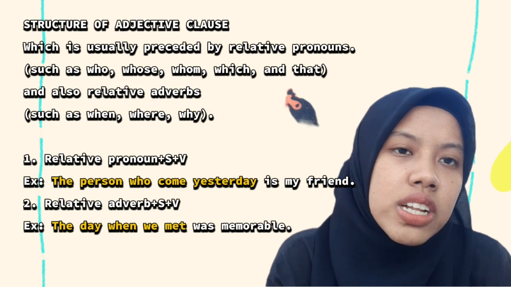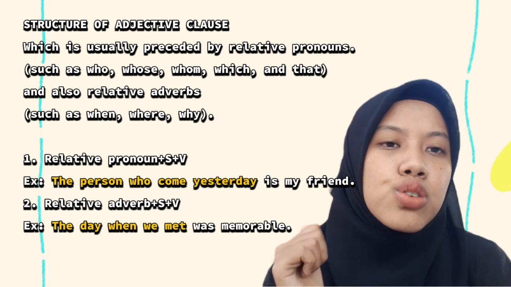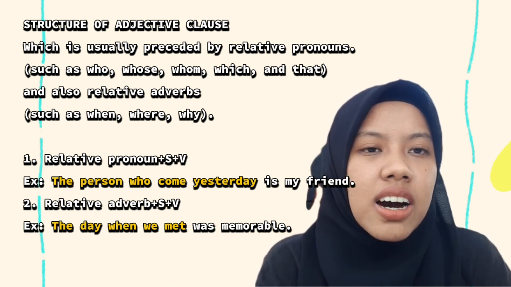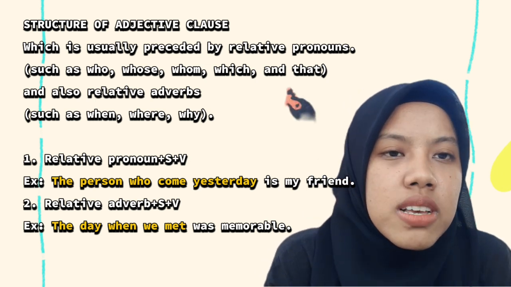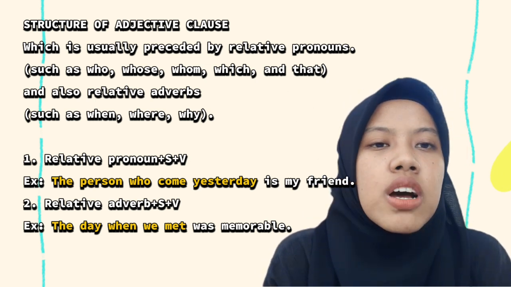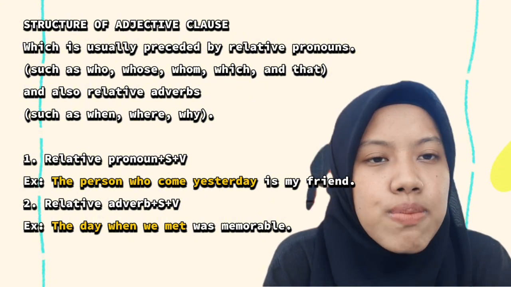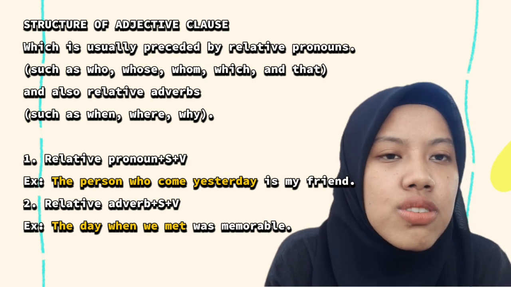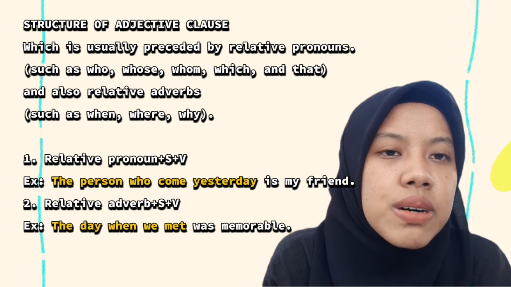Next is the structure of adjective clause, which is usually preceded by relative pronouns such as who, whom, whose, which, and that. And the structure is relative pronoun plus subject plus verb. And the example is: the person who came yesterday is my friend. Who refers to the noun the person. It introduces the adjective clause and provides more information about the noun.